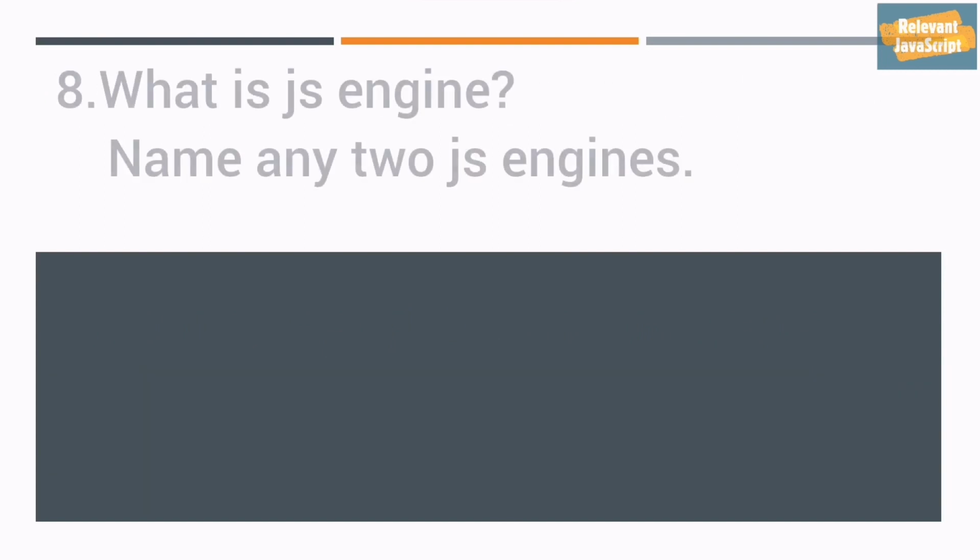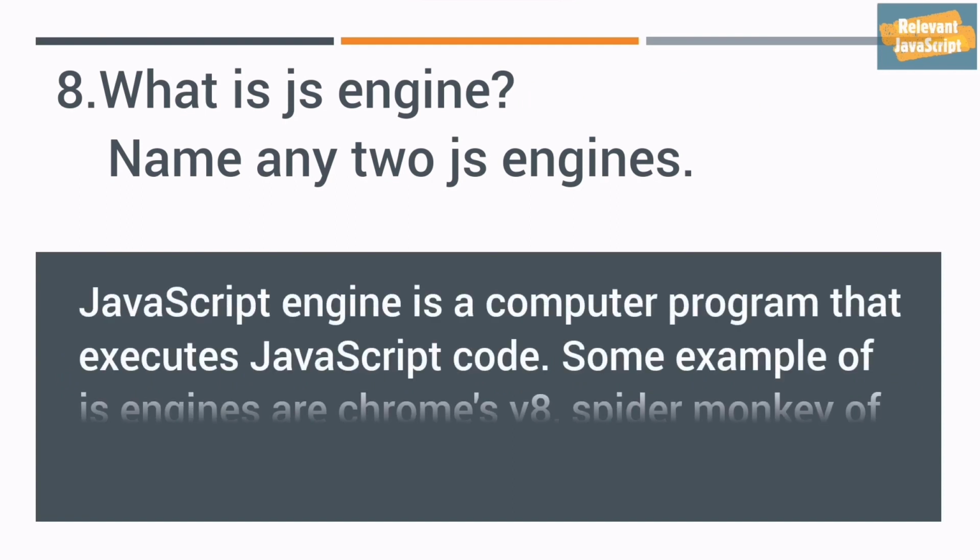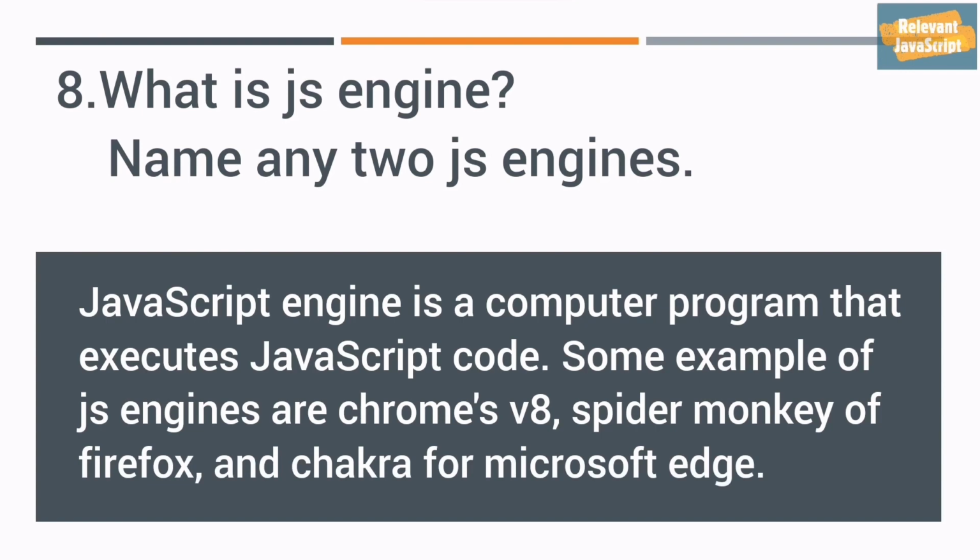Eighth question. What is a JS engine? Name any two JS engines. A JavaScript engine is a computer program that executes JavaScript code. Some examples of JS engines are Chrome's V8, SpiderMonkey of Firefox, and Chakra for Microsoft Edge.